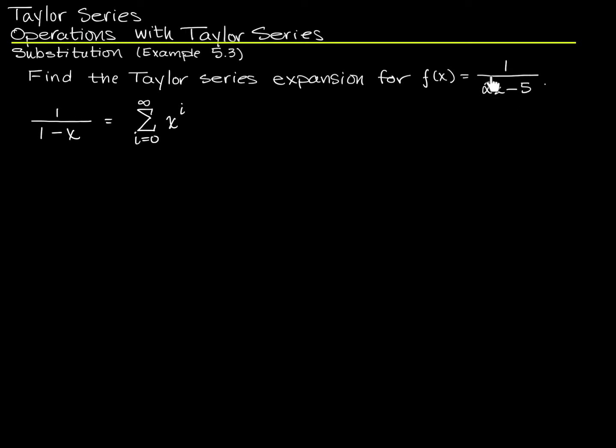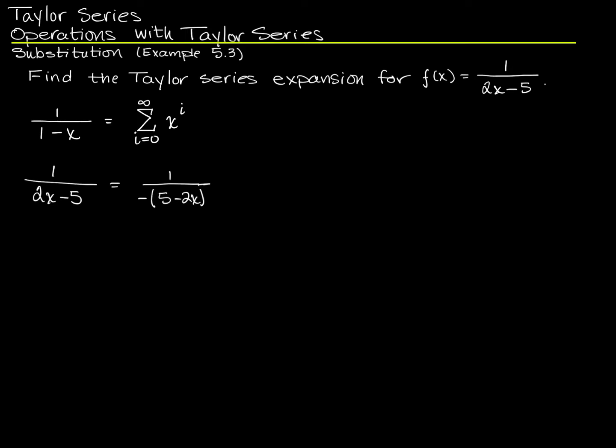But this thing doesn't look like this function. The question is, is there something we can do to this function to make it look like this function? And the answer is yes. It's of similar form, so let's see if we can manipulate this so that it looks more like this. The first thing I want to notice is that the x term in the denominator of my given function comes first, but in the known function, the function whose Taylor series I know, it comes last. So the first thing I'm going to do is rewrite 1 over 2x minus 5 as 1 over negative 5 minus 2x.